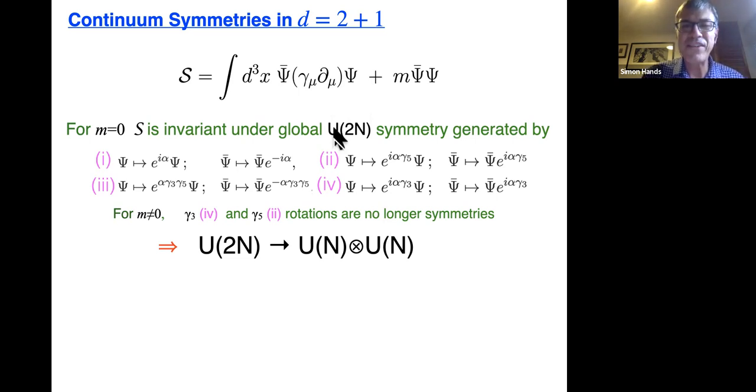And what that means is there's actually quite a rich set of rotations I can perform on the fields, leaving the kinetic term invariant. There are 4 different kinds of rotation. I can either just do a straight rotation, or I can rotate with a gamma 3 and gamma 5, or just with a gamma 5, or just with a gamma 3. If I introduce a mass term, which is the gapping which occurs when the condensate forms, then these 2 rotations, the gamma 5 and the gamma 3, are no longer symmetries. And so gapping or mass generation results in a symmetry breaking. Because there are 4 different rotations, that generates in general a U(2N). When the spontaneous symmetry breaking occurs through generation of a term like this, that breaks the symmetry to U(N) cross U(N).